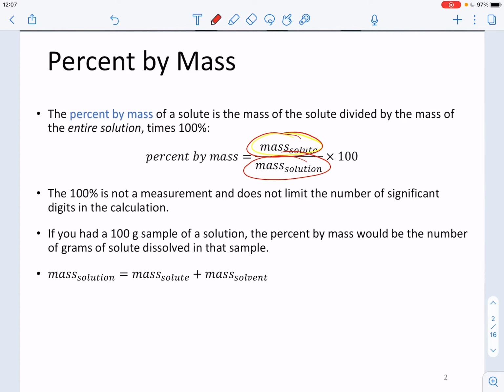One useful relationship that we can use along with the percent by mass is that, by the law of conservation of mass, the mass of the solution is going to be equal to the mass of the solute plus the mass of the solvent.